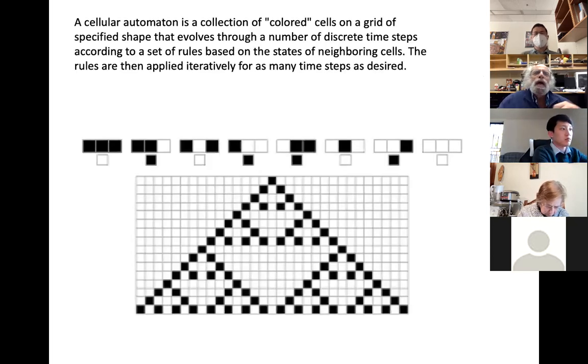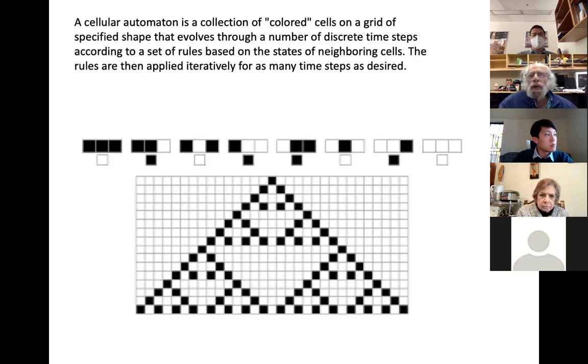Now, here's a cellular automaton as we now see them. And this was a cellular automaton that you could find in Wolfram's book, A New Kind of Science. And here are the various rules. These are nearest neighbor rules. The colors: black is 1 and white is 0.